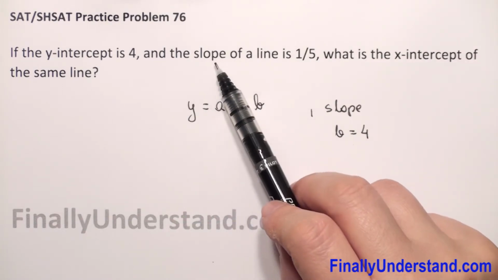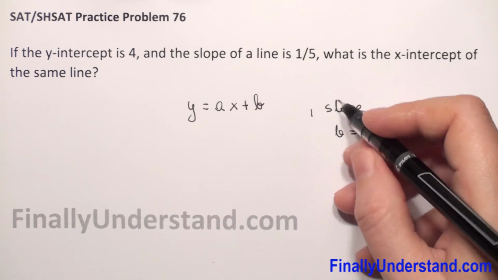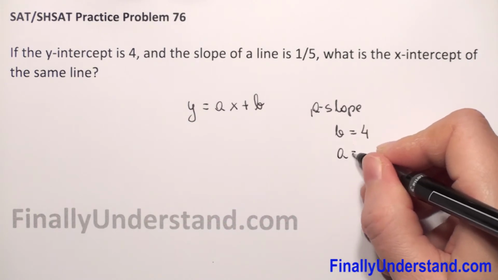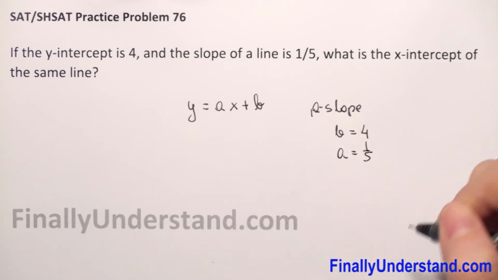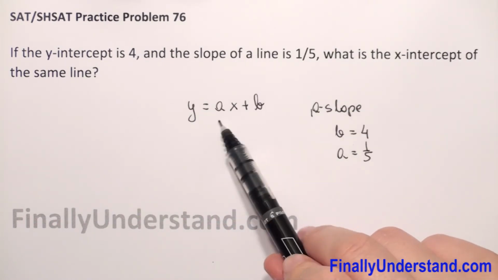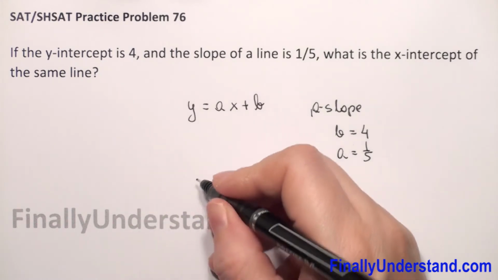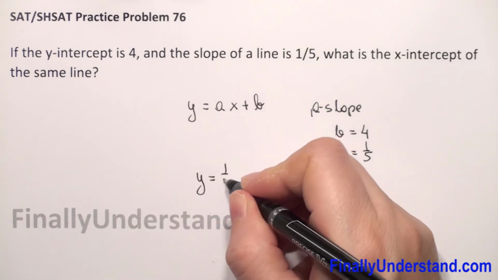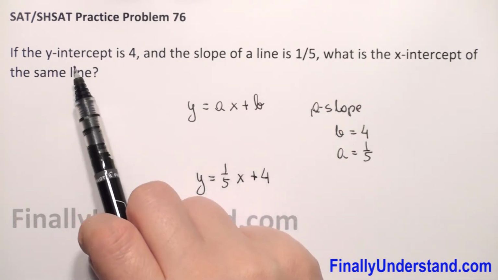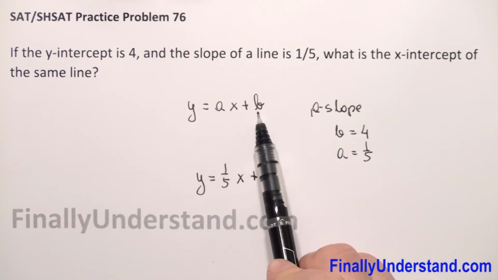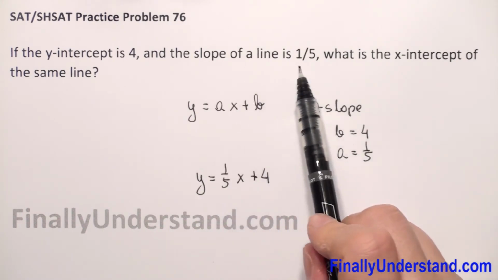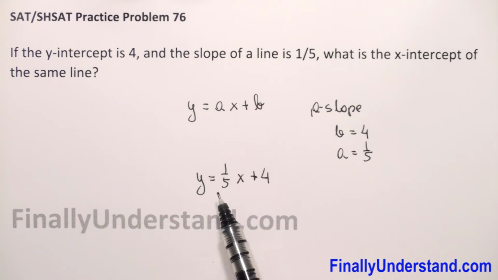And we have also been given the slope. a is the slope, so we have that a equals 1/5. What else? When we substitute a and b, we will have the equation of our line: y equals 1/5x plus 4. One more time, the y-intercept is always b when we have the equation of a line. The slope we have been given is 1/5, so I just substitute a and b.